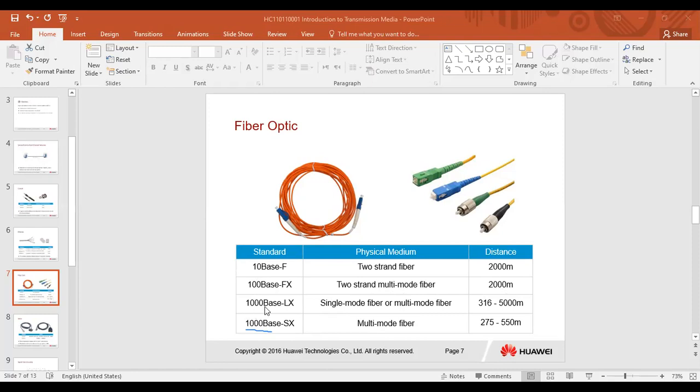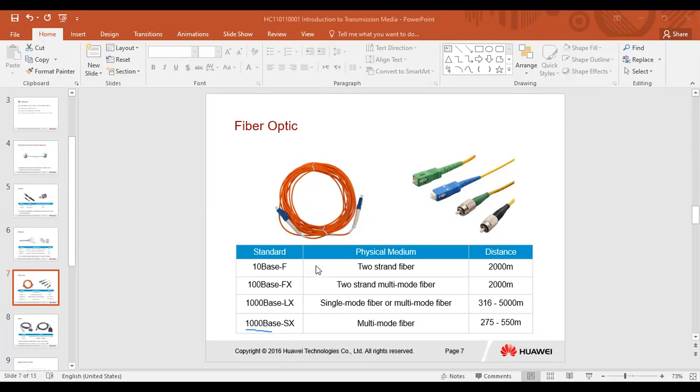Okay, another form of optical fiber is 1000 base LX. Okay, it is single mode or multi mode. It can operate on both modes. Okay, it can be extended up to 320 to 500 meters. The fourth form of fiber optic cable is 1000 base SX. It is a multi mode fiber. It can be extended up to 500 meters, 1 giga. Sorry, 1 giga.